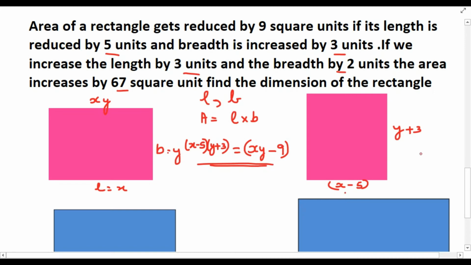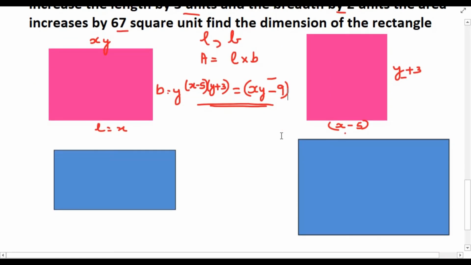The length is reduced and the breadth is increased, and the area of this rectangle is reduced by 9 square units. The area formula is length into breadth. In the same way, if we increase the length by 3 units, so x plus 3, and breadth by 2 units, that means y plus 2, the whole area of this rectangle increases by 67 square units.